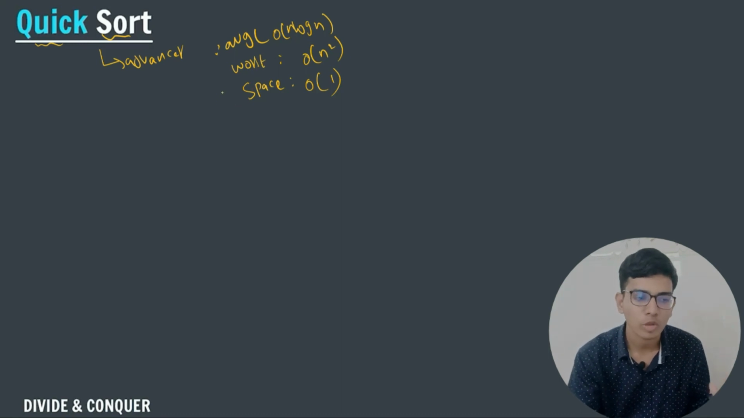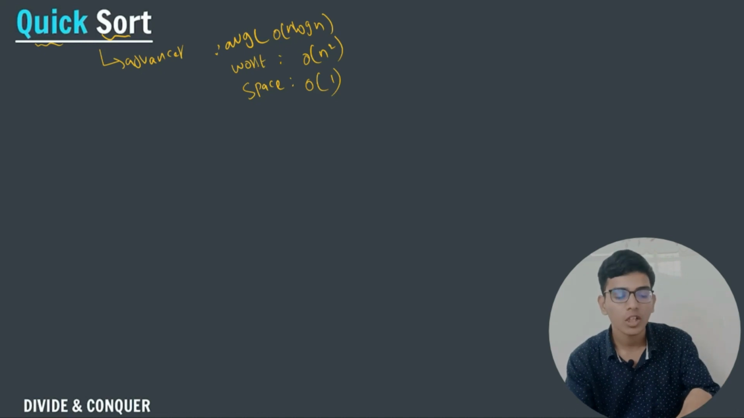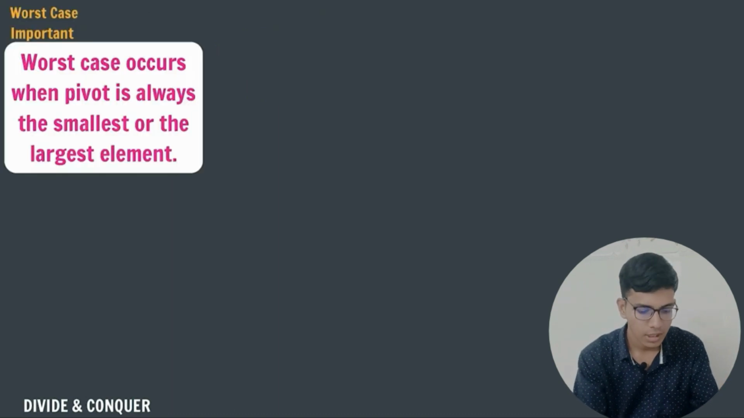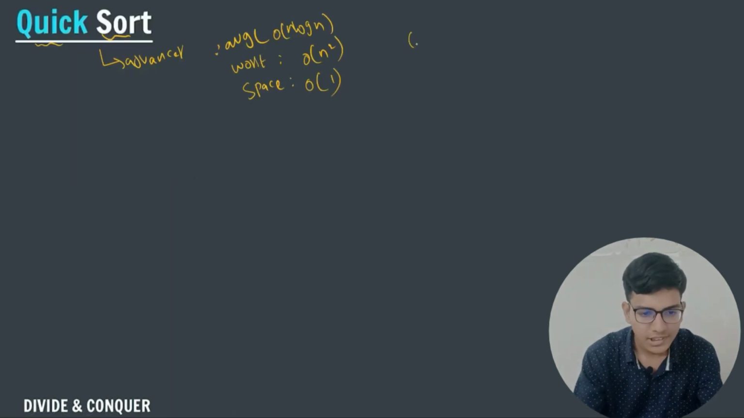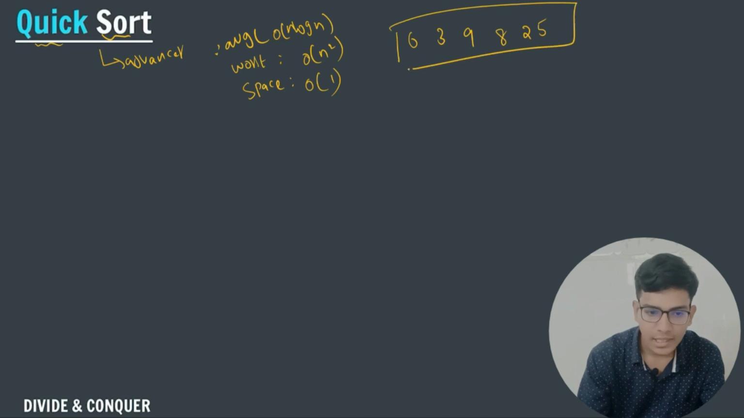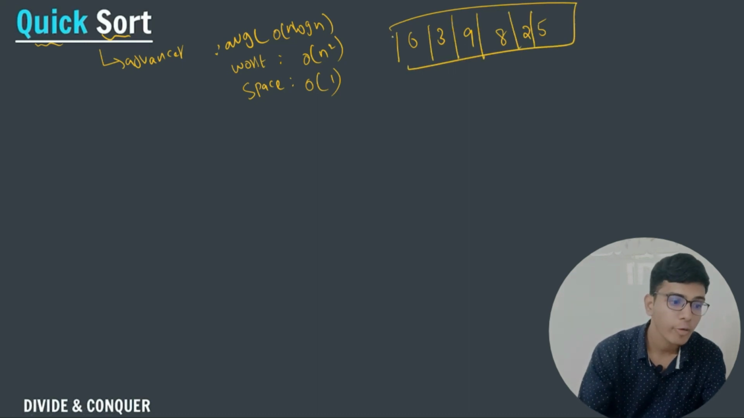Now what is the approach? How do we apply quick sort to a given array of unsorted elements? Let us take an example: 6 3 9 8 2 5. Let us consider that this is my given array, and the approach of quick sort is an approach called pivot and partition.